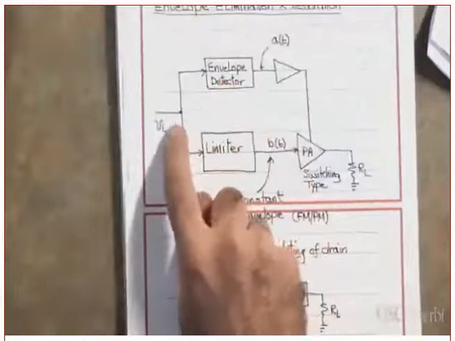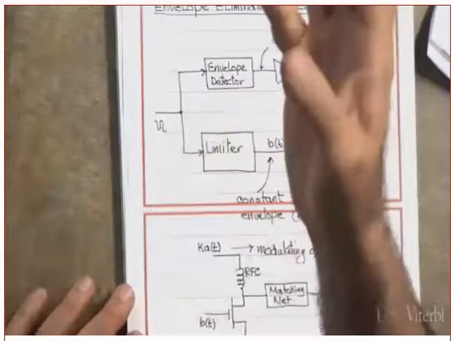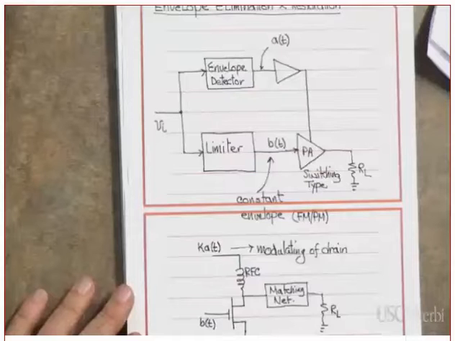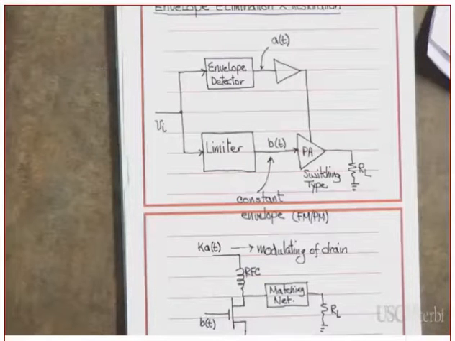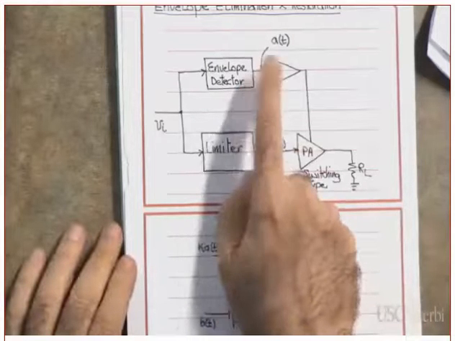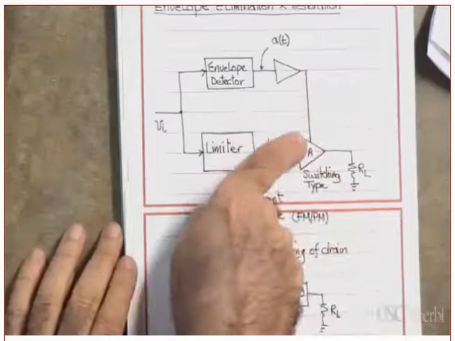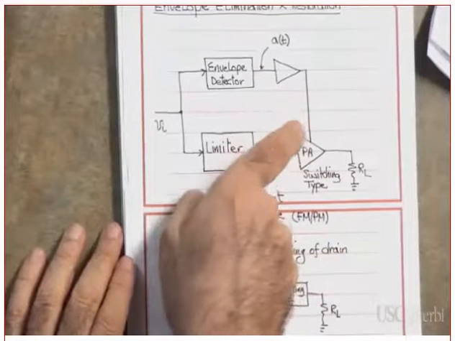So what do you do? You apply the signal to an envelope detector. An envelope detector does not care about the angle. Do you agree? Yes or no? It's just detecting the envelope. So when you detect the envelope, let's call it A of t here, you amplify it, some amplification here, and then what are you controlling? Where is this one going to go?